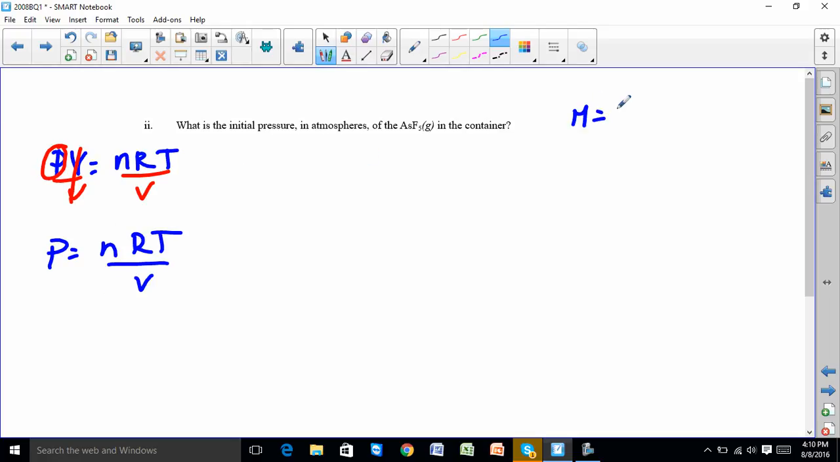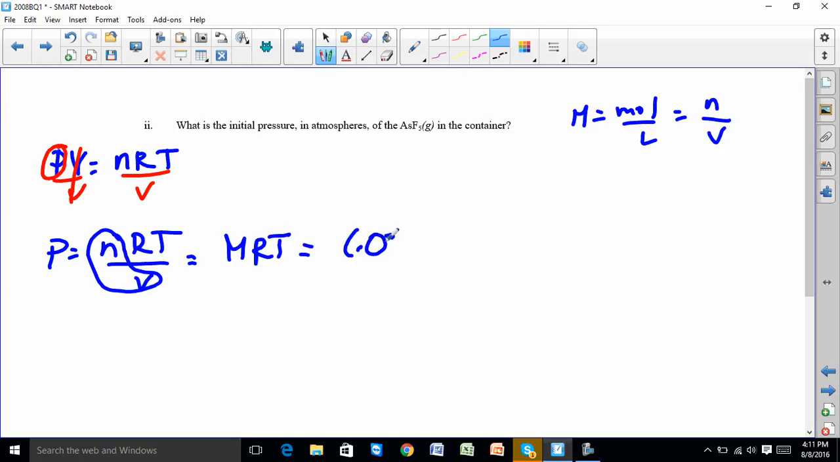Molarity is defined, the unit for molarity is moles per liter, but the symbol for moles is n. So this is the unit for moles, this is the symbol for moles. This is the unit for volume, this is the symbol for volume. And so if you look here, you can also do this. M, n over V is molarity, RT, and that's how I did it. M, we just solved for it. It's 0.0313 moles per liter.